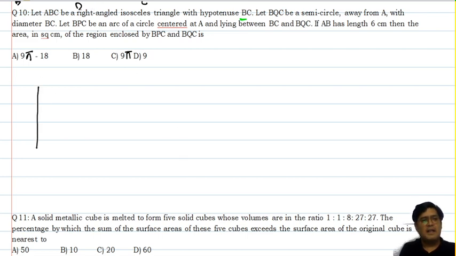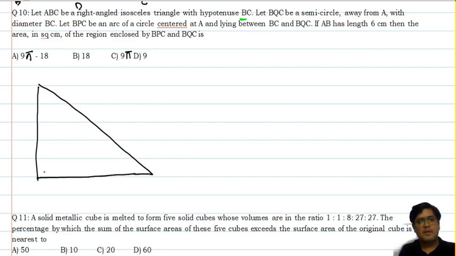We have a right angle triangle. Because the hypotenuse is BC, obviously A is the point where it is right angled. Now we have an arc away from A with BC as the diameter. So imagine this is the arc that is away, and the name for the arc is BQC.